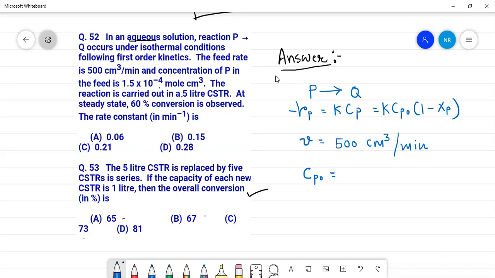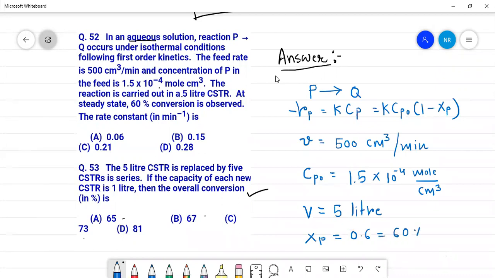CP0 is equal to 1.5 multiplied by 10 raised to minus 4 mole per centimeter cube. And the volume carried out in volume is equal to 5 liter. Conversion XP is equal to 60%. It means 0.6 or 60%.